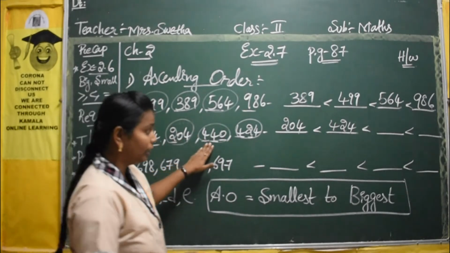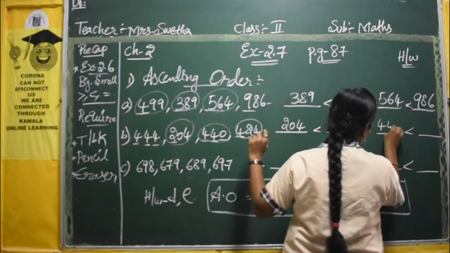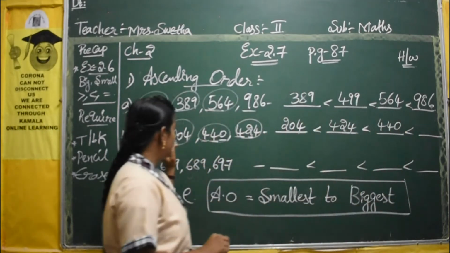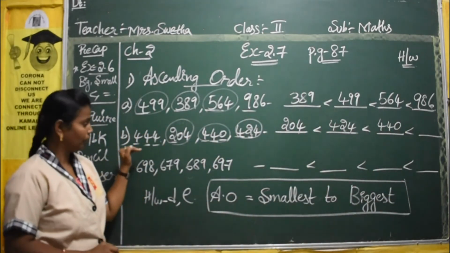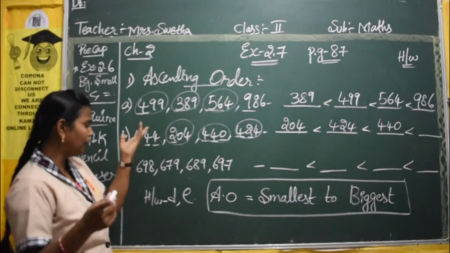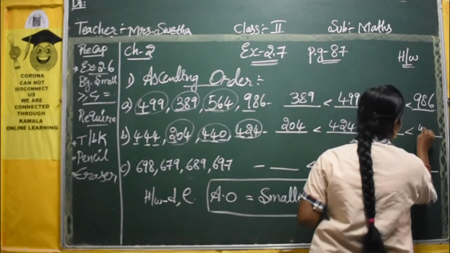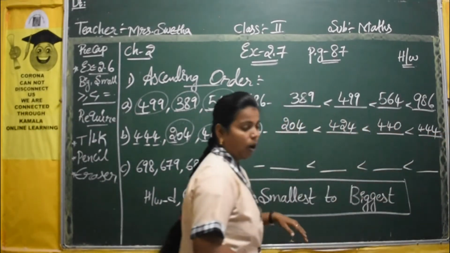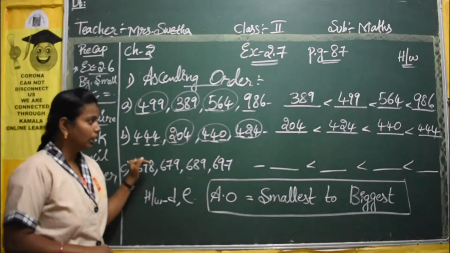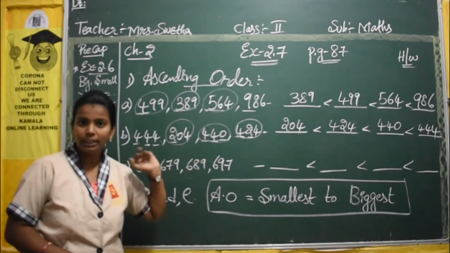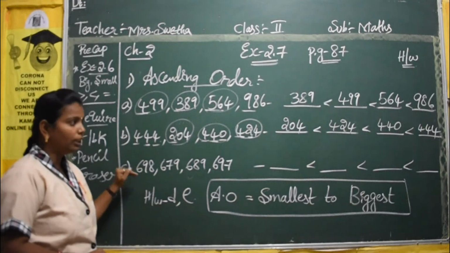Okay. So what is the number you have to write here? 440. See, all the 3 set of numbers are over. Only one is left. So that will become your last number, 444. Okay children, now we have completed the second one. Now we will move to the third one.